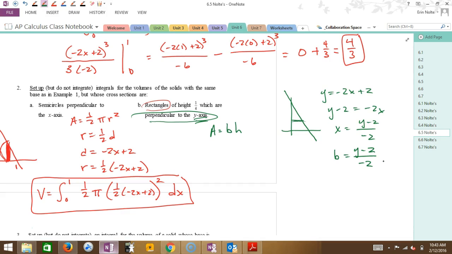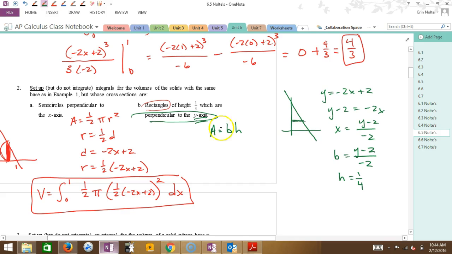And then what's my height? It says in the directions, the rectangle with a height of 1/4. So what's my height? 1/4. That's very literal, and I like that a lot. The height is literally 1/4. It does not change. Constant value. So now we're ready for our integral.